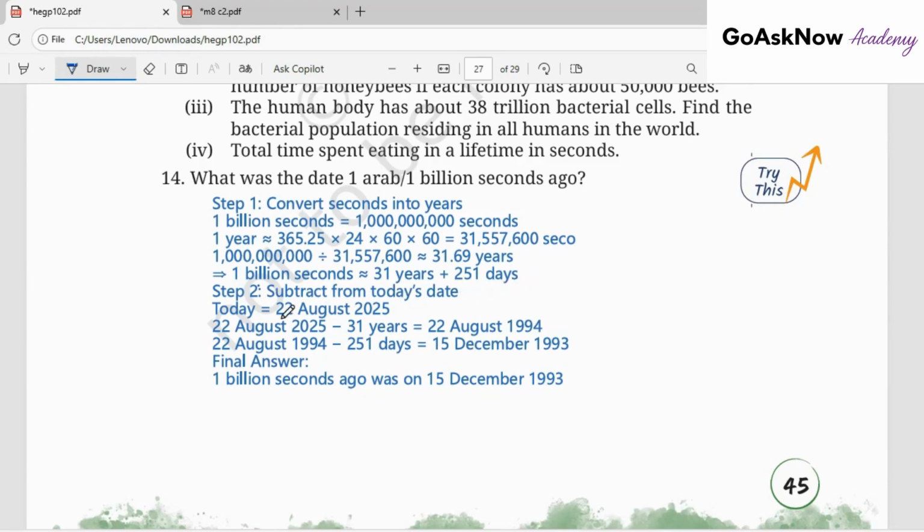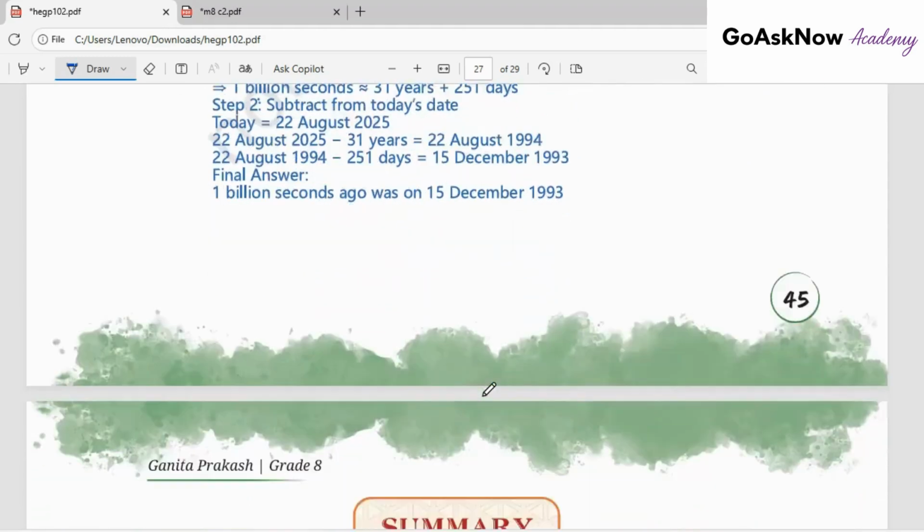Subtract from today's date. Today is 22 August 2025. 2025 minus 31 years, which is 22 August 1994. 22 August 1994 minus 251 days, which is 15 December 1993. The final answer is: 1 billion seconds ago was on 15 December 1993.